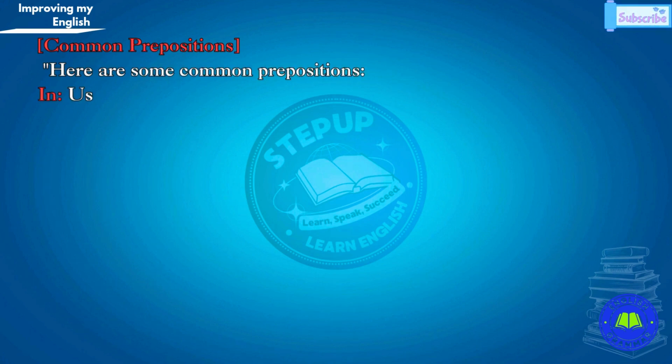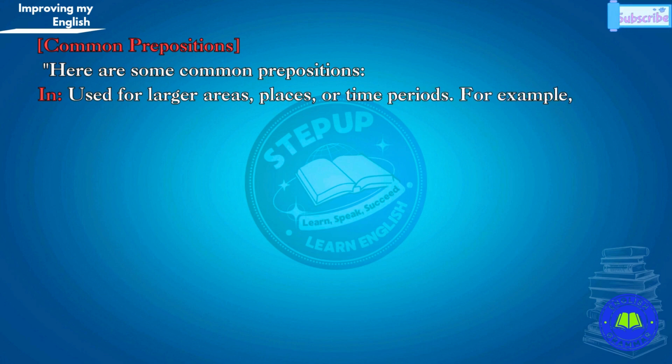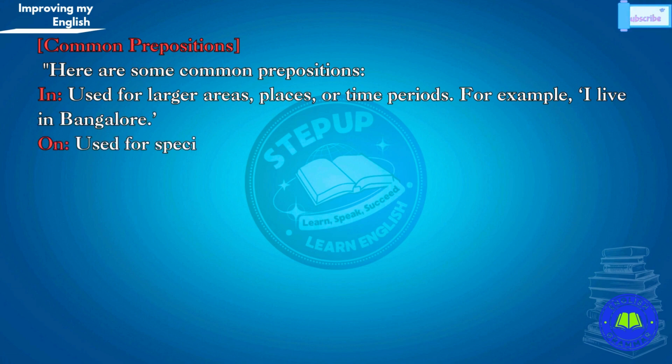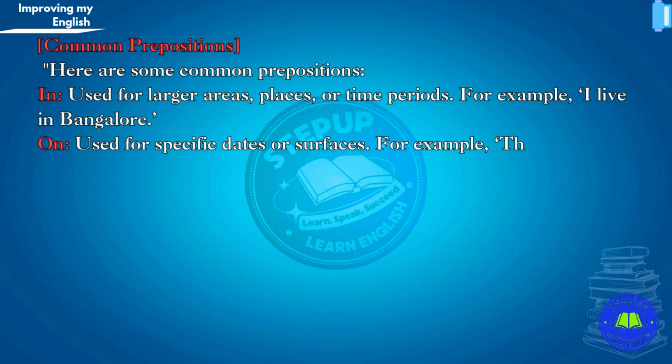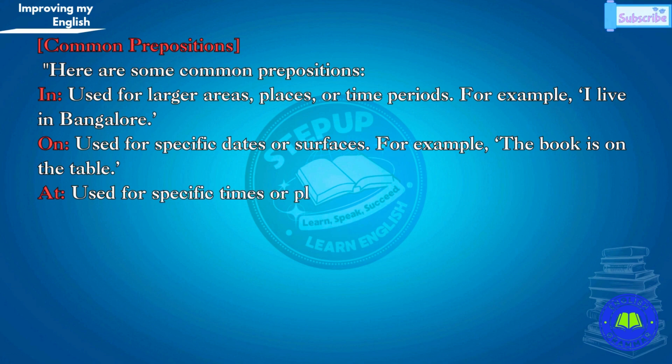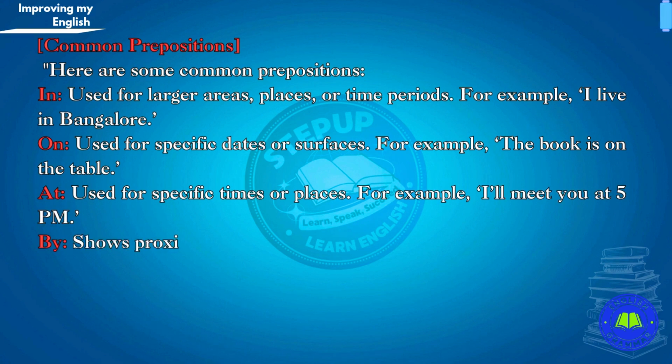In, used for larger areas, places, or time periods. For example, I live in Bangalore. On, used for specific dates or surfaces. For example, the book is on the table. At, used for specific times or places. For example, I'll meet you at 5 p.m. By shows proximity or method. For example, she travels by train.